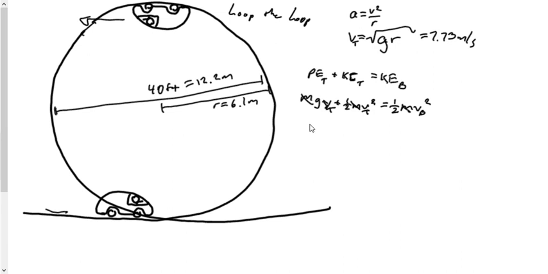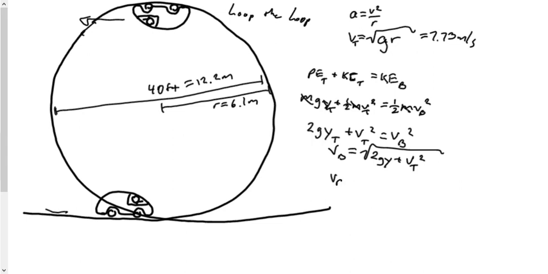Okay, so that's 2gy at the top plus, see, it gets rid of the 1/2, so that gives me the velocity at the top squared. It's going to equal the velocity at the bottom squared. And so now lastly, I just take the square root. So the velocity at the bottom is equal to the square root of 2gy plus the velocity at the top squared.